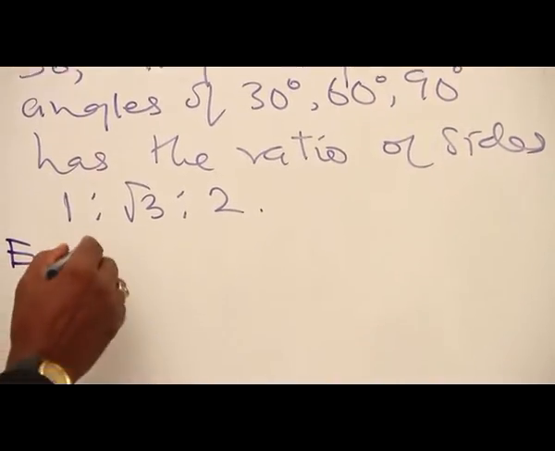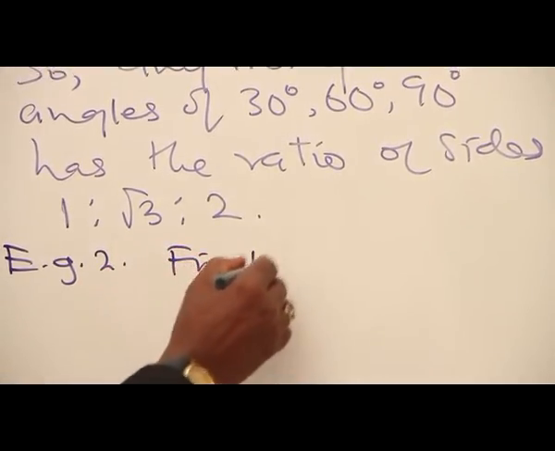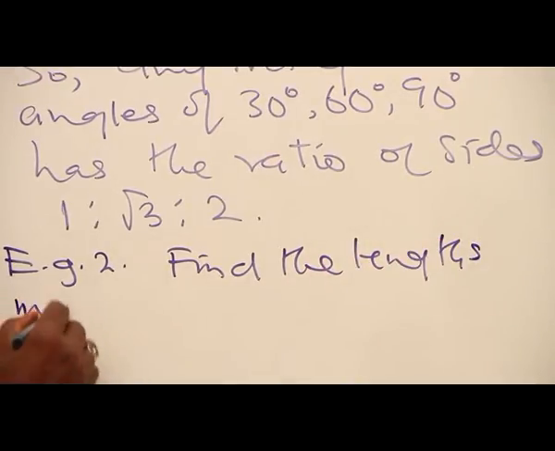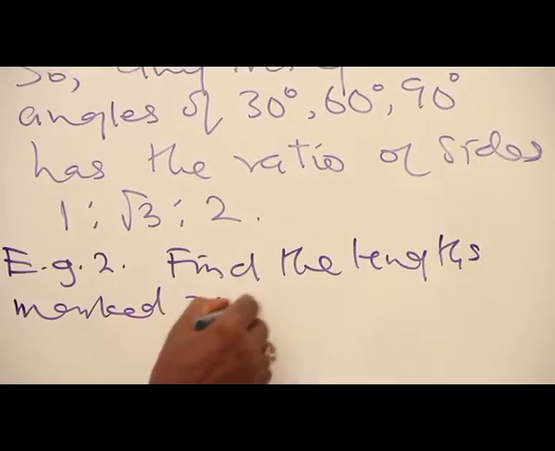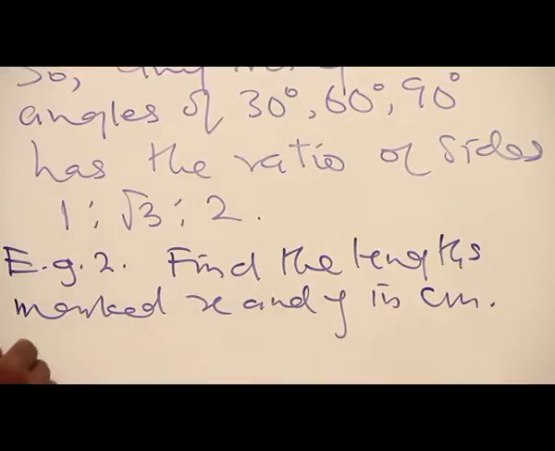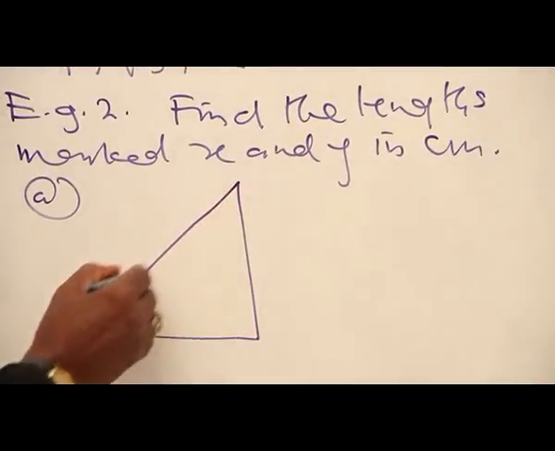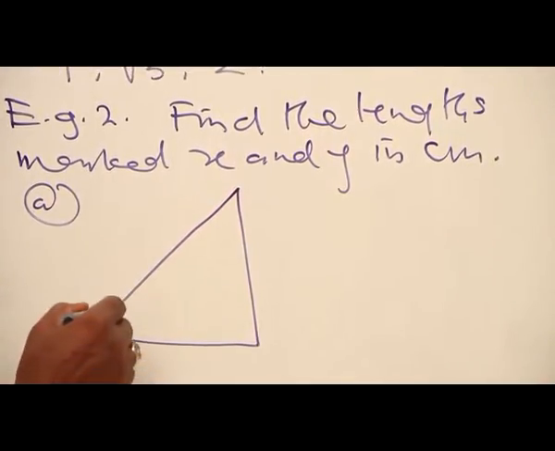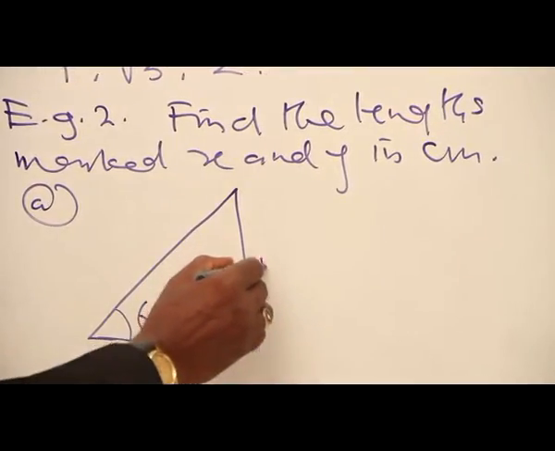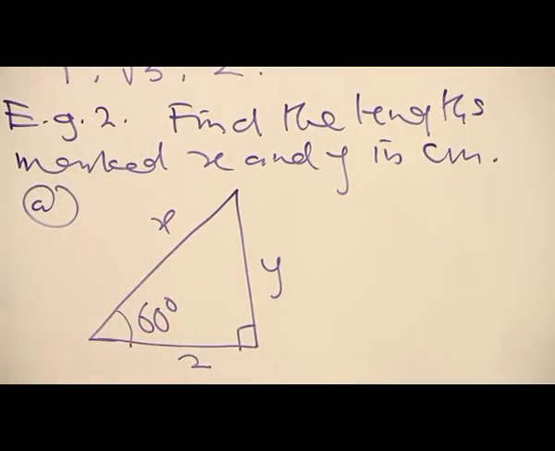Let's take an example. Let's say this is example 2. It says we should find the lengths marked S and Y in centimeters. You have a diagram like this. This angle here is marked 60 degrees. This is a right angle. This is Y. This is S. And this is 2. So how do I find the value of S?